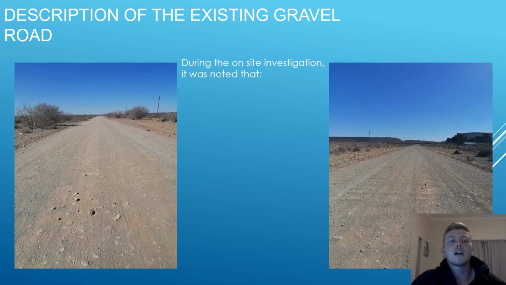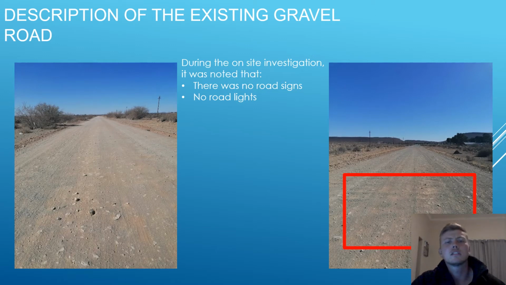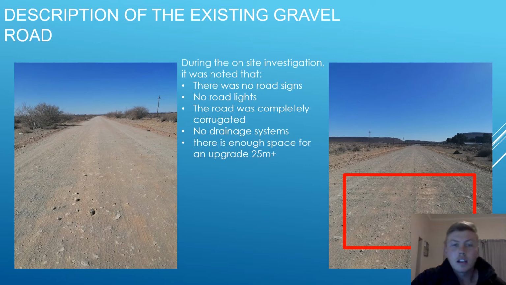During my site visit to the road in Victoria West, I found that there were no road signs, no road lights, the road was completely corrugated, and there were no drainage systems. There is enough space for an upgrade of about 25 meters. I also did some traffic counts.